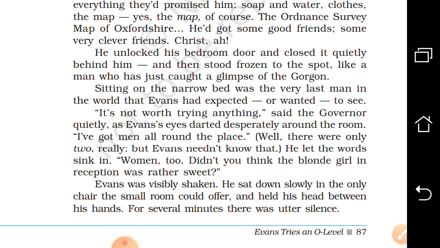"Women too, didn't you think the blonde hair in reception was rather sweet?" The light colored girl, blonde means light colored, you know. The girl sitting at the counter, didn't you think the blonde girl in the reception was rather sweet? Evans was visibly taken aback. Suddenly he was shaken. He sat down slowly in the only chair the small room could offer and held his head between his hands.